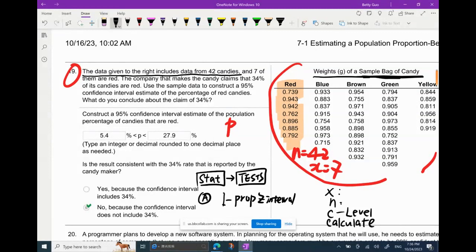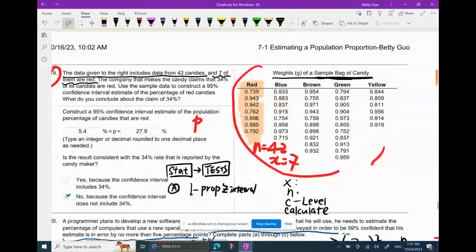And what is X? Remember, X is the number of successes. Every time you get a candy, if the candy is red, that's a success. If it's not red, it's not a success. So how many red candies do we have? 1, 2, 3, 4, 5, 6, 7. It's also given in the question: 7 of them are red. That's how I get N and X. Did I answer your question? Yes, thank you. No problem. So we have X and N.